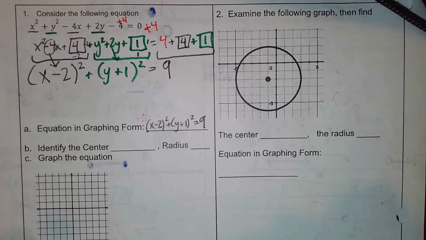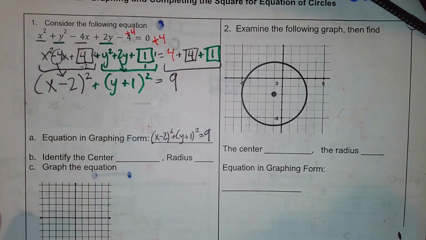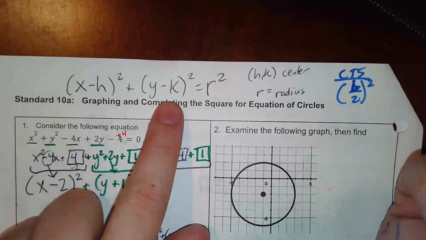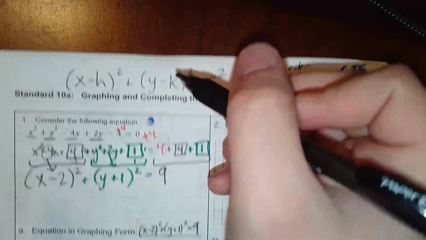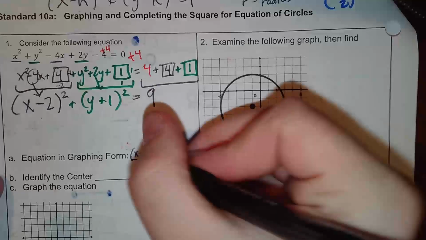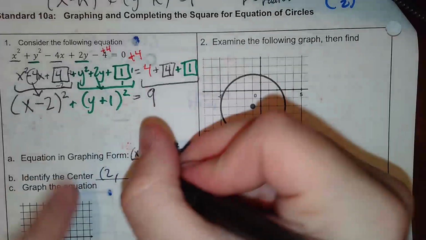Now what's the center? The center is we have to switch the symbols. If it's parentheses, we switch it. Why do we switch it? Because the formula also tells us that it has to be the opposite, or negative. So I'm going to go ahead and switch the -2 to a +2. I'll switch the +1 to a -1.